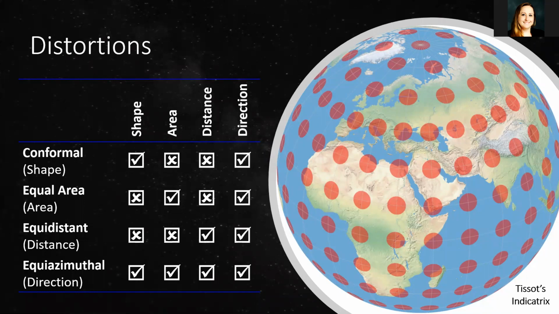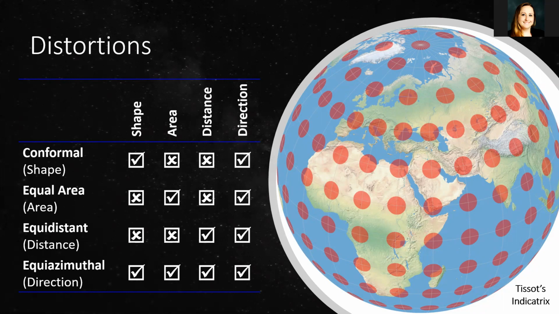There are 4 types of map distortions, and it's impossible to have a map that's not distorted. The names of the distortions are based on the characteristic that is not distorted. Conformal projections preserve shape. Equidistant projections preserve distance, so that the distance between 2 points can be measured accurately. Equal area projections preserve the unit area. And lastly, equiazimuthal projections preserve angles, which allow for accurate directions.